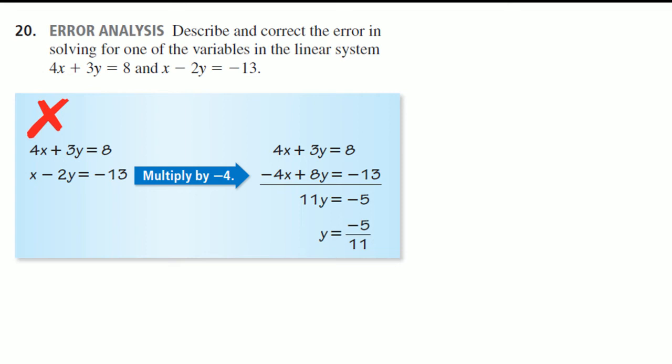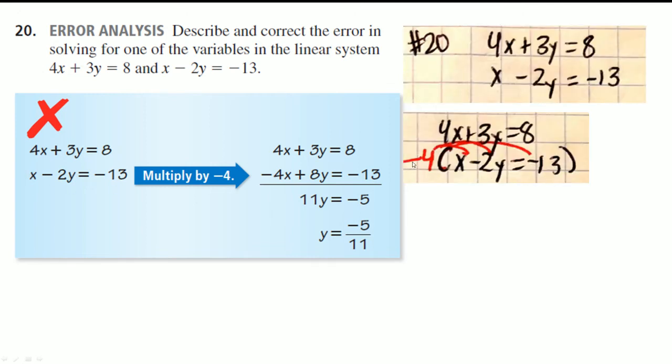Here, you're going to describe and correct this error. So they saw that they're trying to eliminate something. So what they do is they multiply the bottom one by 4. But here's their mistake. Did I multiply by negative 4 or by 4? They multiply by negative 4. Watch what happens. The negative 4 needs to be distributed to all the terms. So this becomes negative 4x. This becomes positive 8y, but your negative 4 also has to be multiplied to the negative 13, which becomes 52. They forgot. They kept it as negative 13.